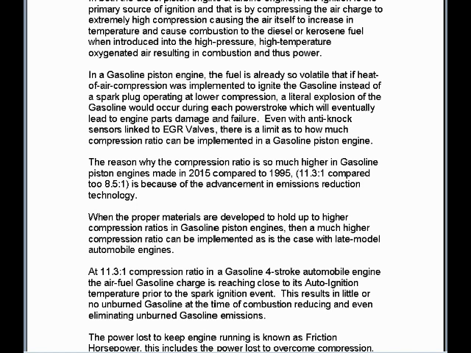At 11.3 to 1 compression ratio in gasoline 4-stroke automobile engines, the air-fuel gasoline charge is reaching close to its auto-ignition temperature prior to the spark ignition event. This results in little or no unburnt gasoline at the time of combustion, reducing and even eliminating unburnt gasoline emissions.